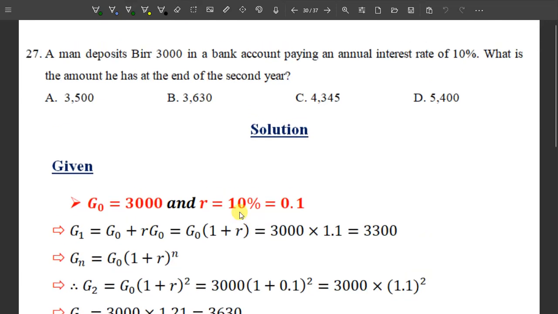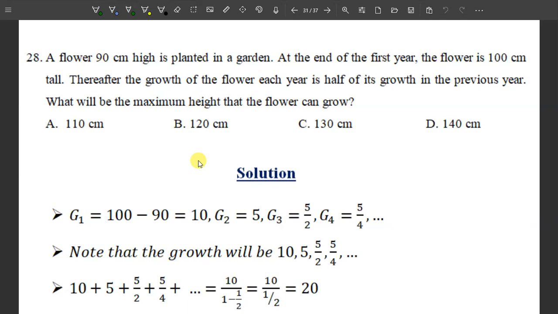Now let us go to the next question. This is going to be the last question of application of geometric and arithmetic series. Question number 28: a flower 90 centimeter high is planted in a garden. At the end of the first year, the flower is 100 centimeters tall. Thereafter, the growth of the flower each year is half of its growth in the previous year. What will be the maximum height that the flower can grow?